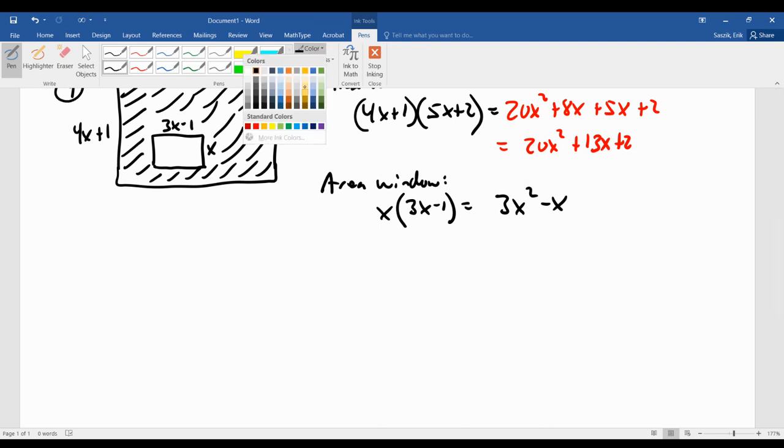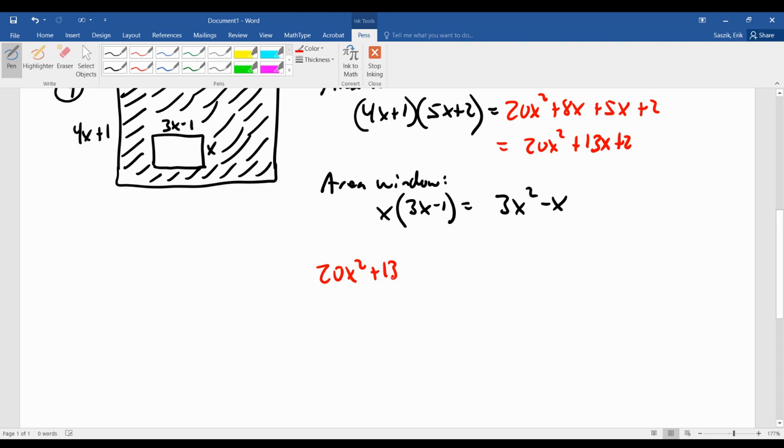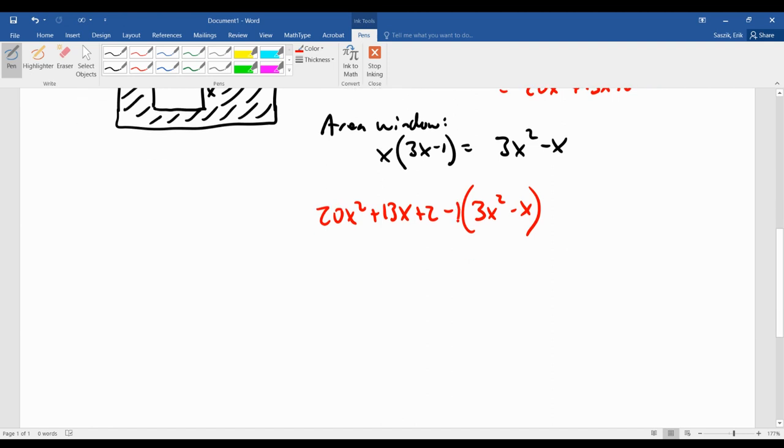I'm going to start with the whole thing, which was 20x squared plus 13x plus 2, and I have to subtract this quantity. Those parentheses are necessary. You're subtracting that window. And when you do that, you realize you got to distribute this invisible -1. So you don't need parentheses here. Nothing changed in the front. But then -1 times 3x squared minus, oh wait, minus times a minus is a plus, you see?